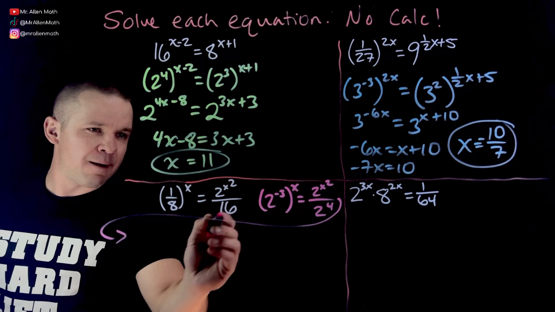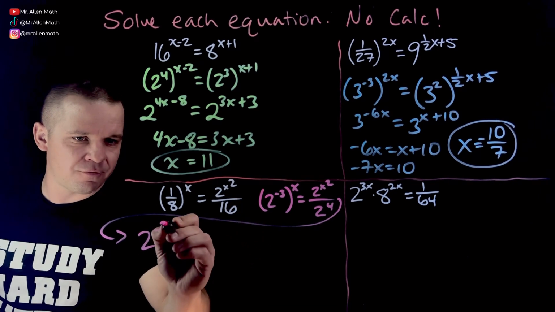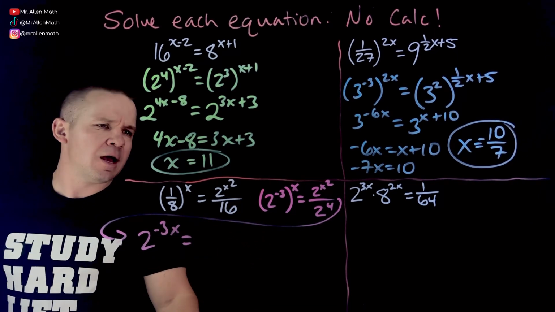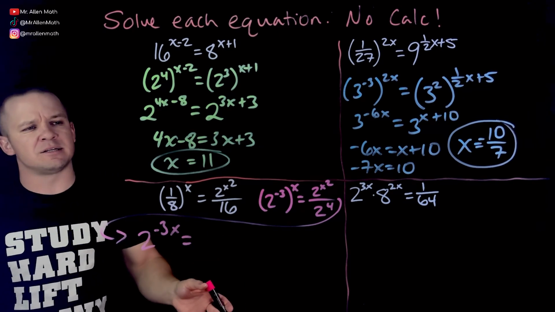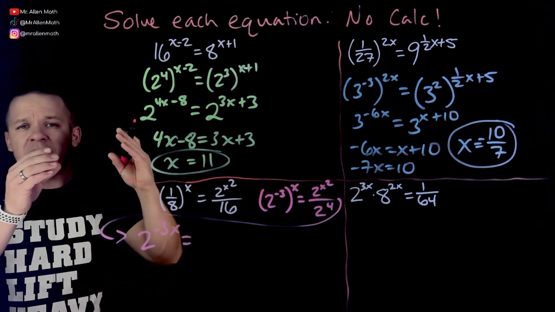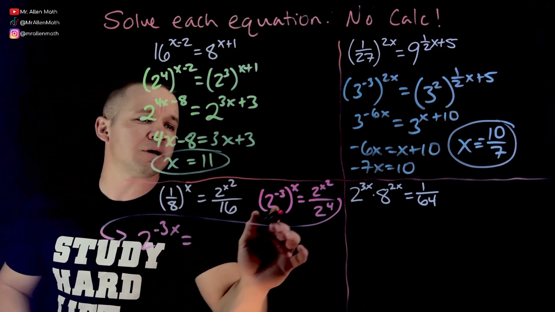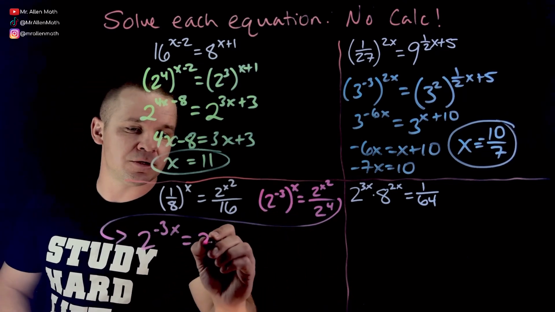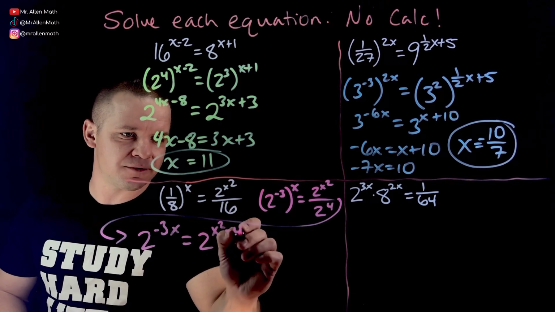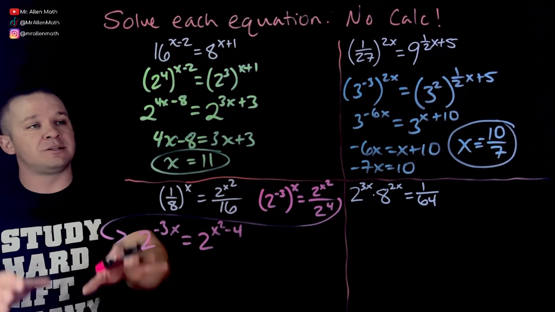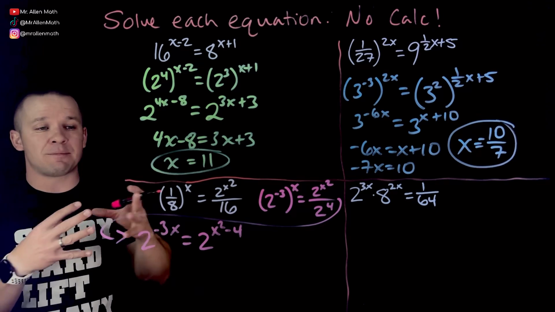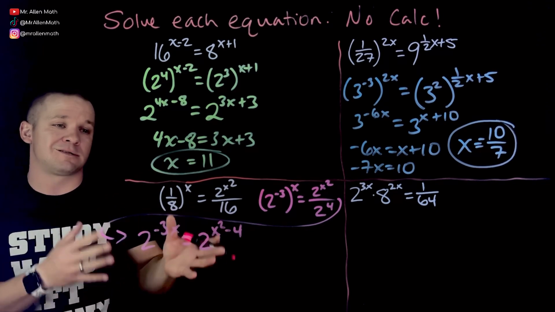Boom. I have 2 to the negative 3x equals, and then on the right-hand side, I have like bases. I'm not ready to set things equal yet, but I can subtract my exponents because it's division with like bases. Subtracting exponents is okay. It is a property, rather. So it's going to be 2 to the x squared minus 4.